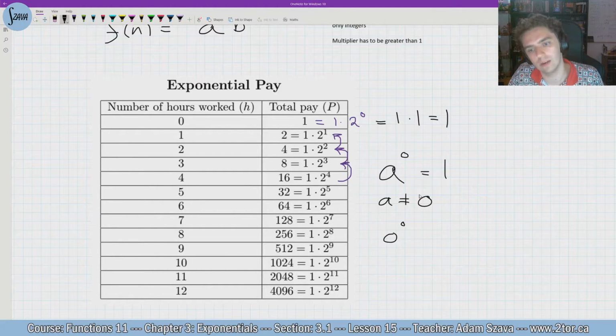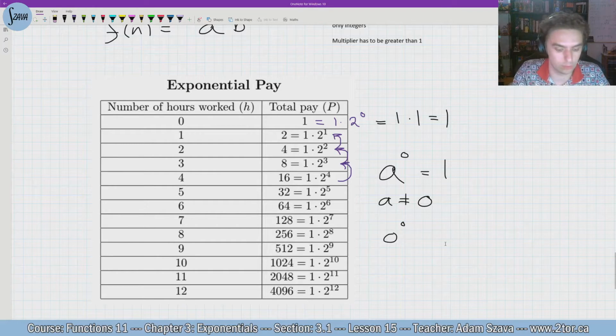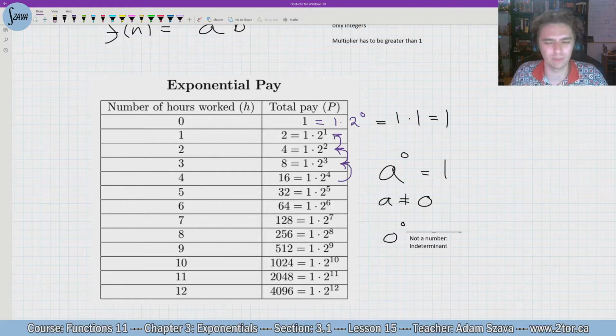So 0 to the power of 0 is actually not a number. Well, that's a little bit of an incorrect way of saying it, but it is indeterminate. It might not be an indeterminate form, but it is an indeterminate number, so I'll just call it that. In case anyone who knows calculus is listening, this is not an indeterminate form, but it is an indeterminate number. Anyways, very small side tangent.